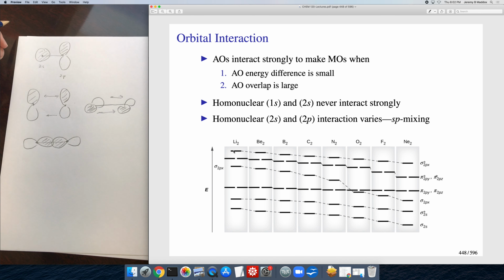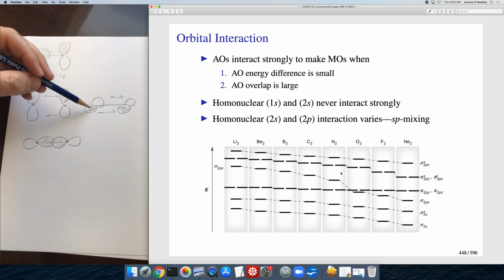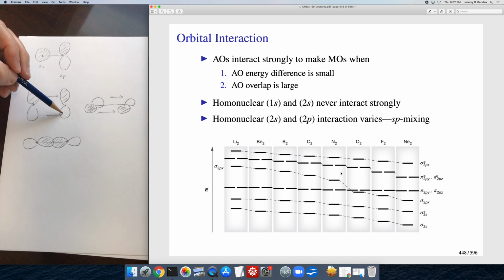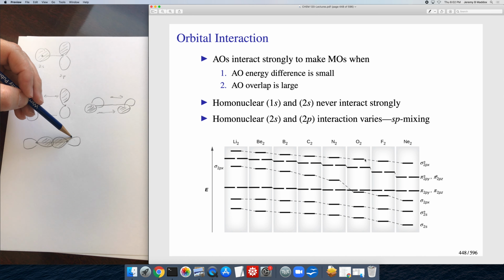Up above that, you have the corresponding anti-bonding orbitals. So these are the two pi bonding orbitals. If you flip the sign of one of the orbitals, that's going to give you the anti-bonding configurations. Likewise, if you flip the sign of this orbital, it's going to give you the anti-bonding sigma 2px orbital. Okay, so that's what these lines represent. They represent molecular orbitals that are formed between these particular atomic orbitals.